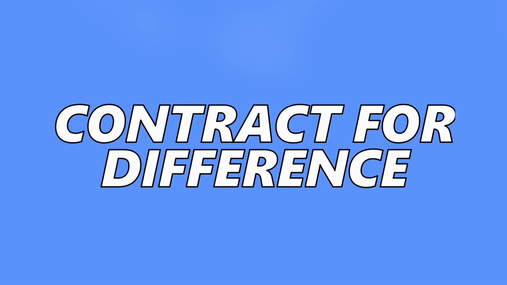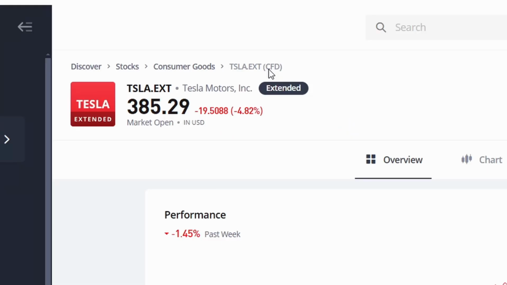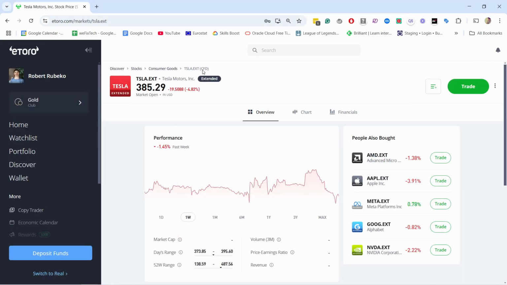CFDs are a contract for difference, and basically you don't own the asset. These contracts are just between you and eToro instead of involving anybody else. You're basically making a contract with eToro that if the price for this asset goes up, then they will pay you, and if it goes down, then you pay them. And this is not just eToro. CFDs are also on other platforms.